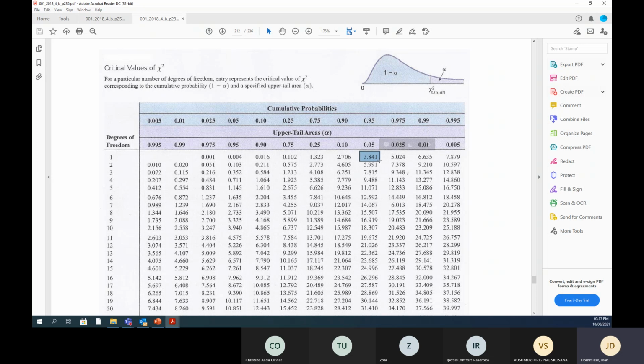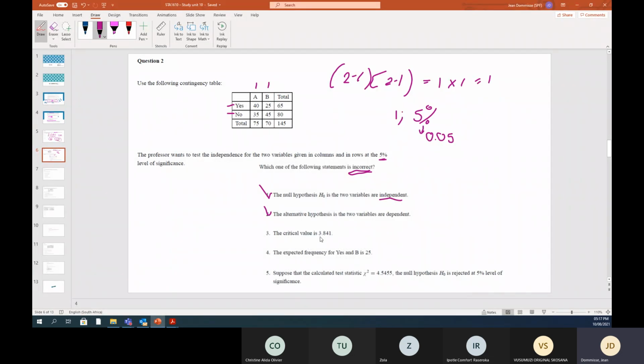So 3.841, which is correct. Okay, so we're still looking for the incorrect one, but that is how we would have looked for the critical value.